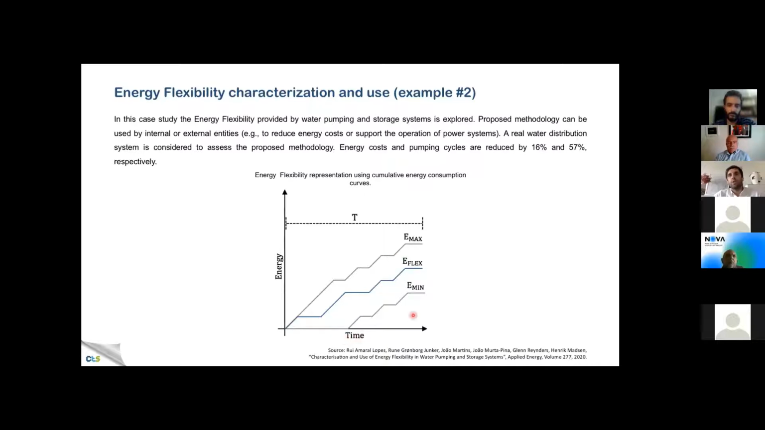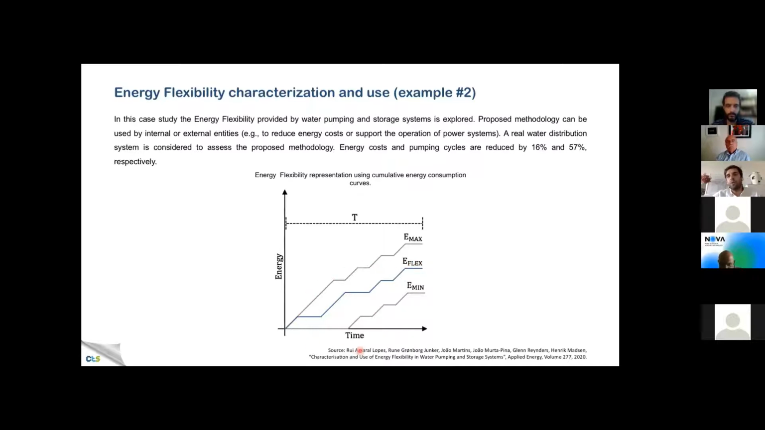The same analogy applies for the minimum value, where we restrict pumping until the water level reaches the minimum value, and we only pump water when this water level goes below the minimum limit. So almost infinite curves of flexible operation exist between these two.